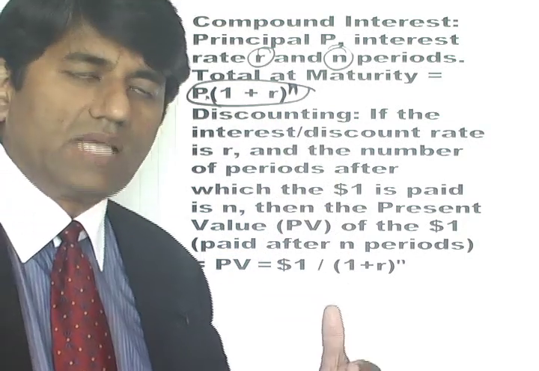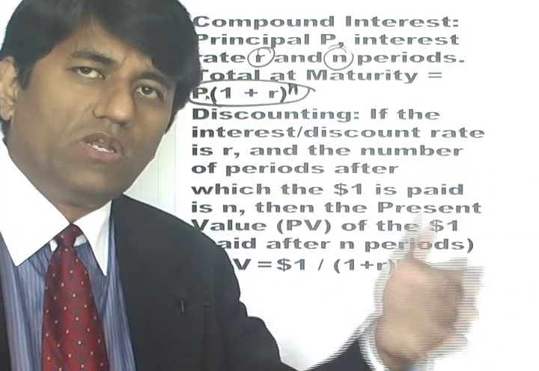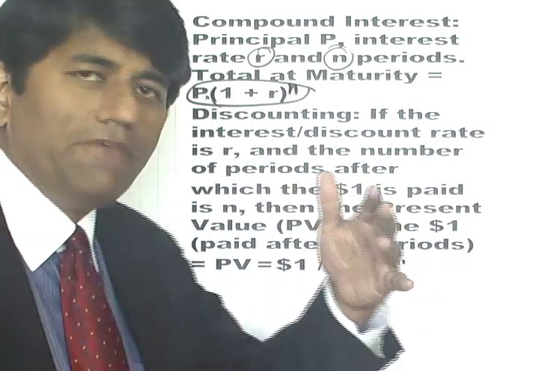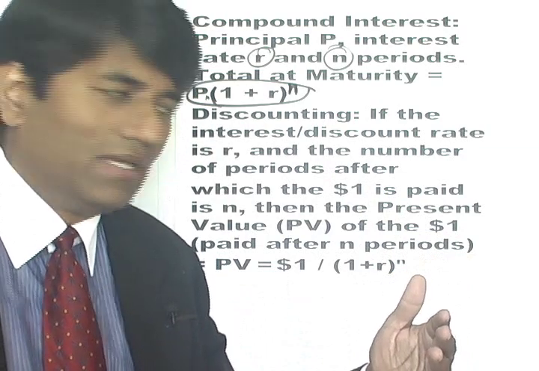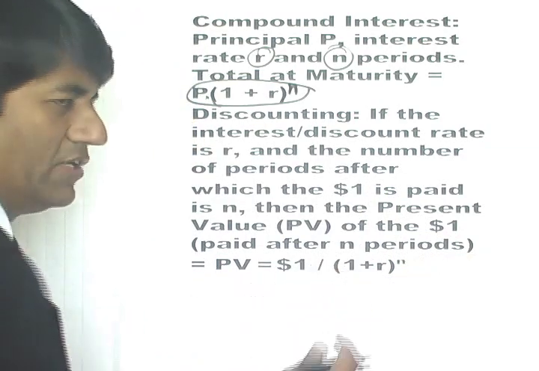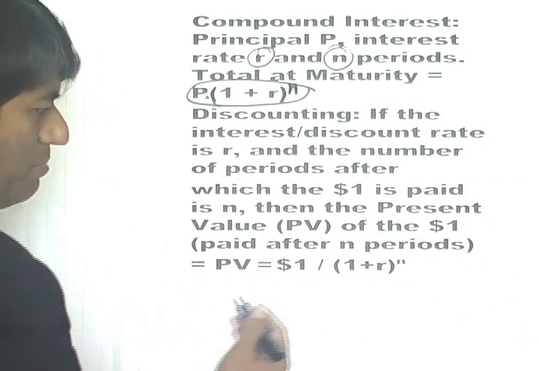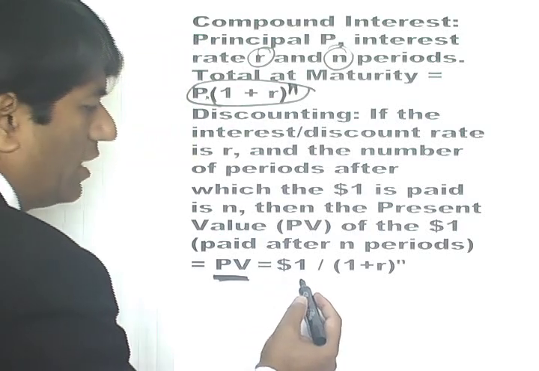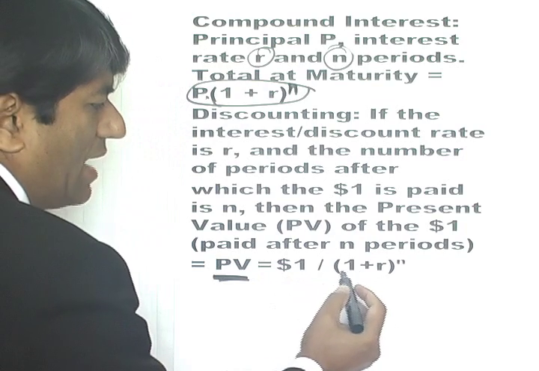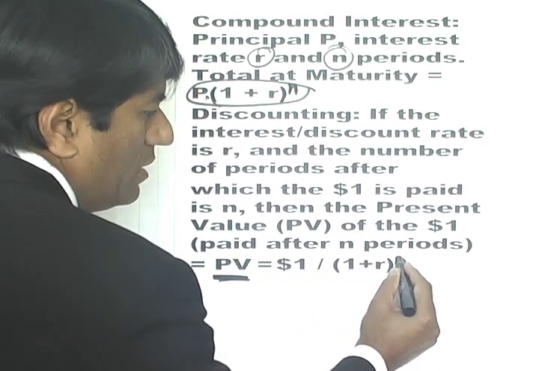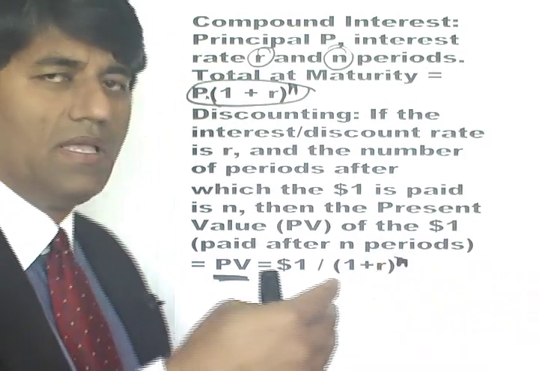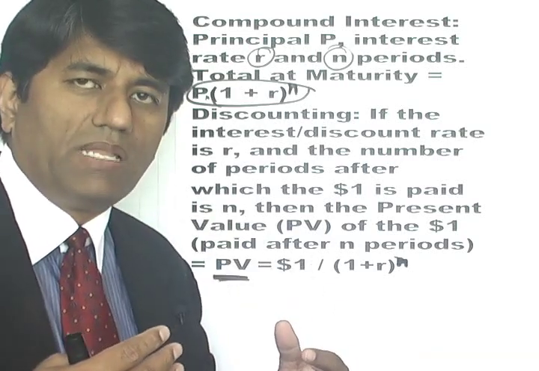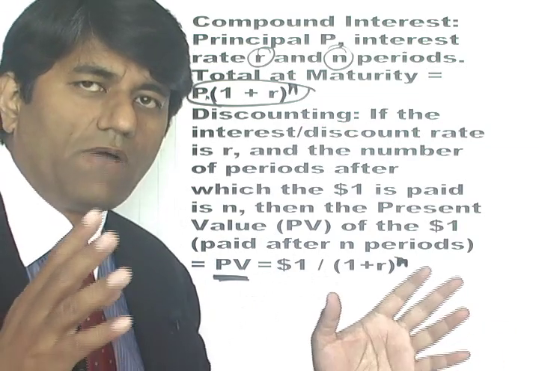Similarly, when you are discounting, every year that you move back, you divide by 1 plus D or 1 plus R. And if you move back n periods, then let's say you take $1 and you move it back n periods, the value of it today, which is called present value, would equal $1 divided by 1 plus R to the power n. So every year moving back, the value decreases by a factor of 1 plus R, and for n years it will decrease by the factor 1 plus R to the power n.